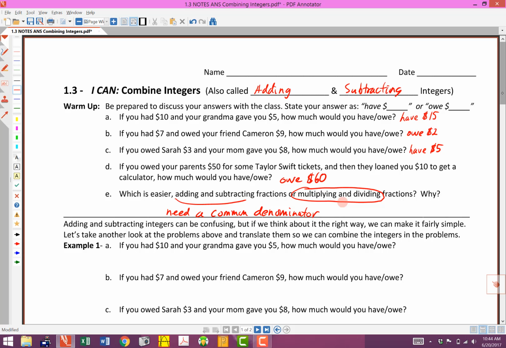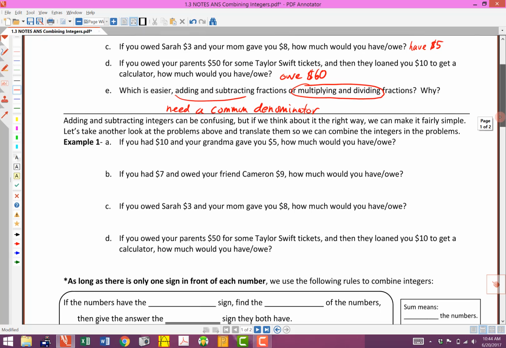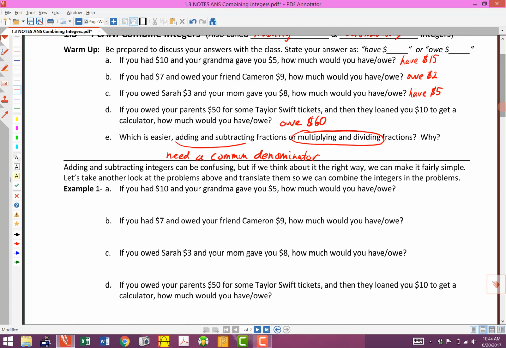And that's a lot the same reason why we figured out how to multiply and divide integers before we're learning what we're doing today, which is adding and subtracting integers, or in other words, combining integers. Because multiplying and dividing integers is actually pretty easy. Hopefully you're pretty comfortable with that by now. But adding and subtracting them can be kind of confusing, but if we think about it the right way, hopefully we're going to make this pretty easy for you to do.